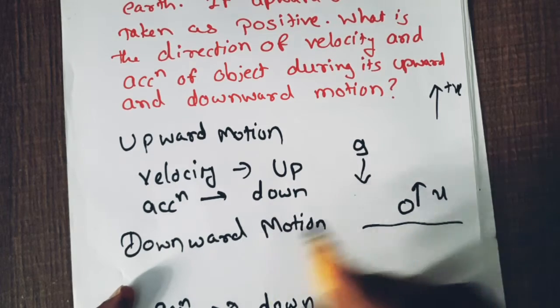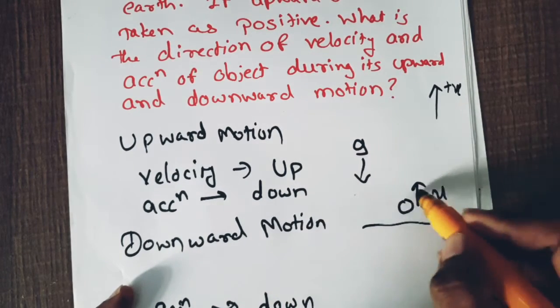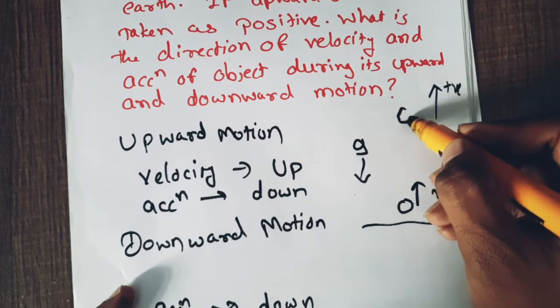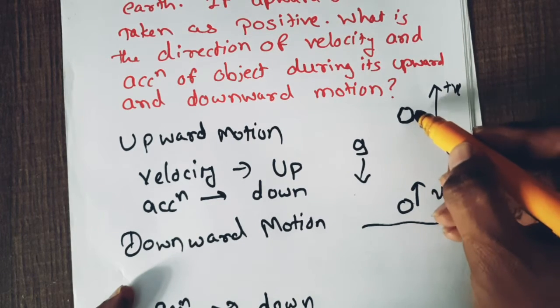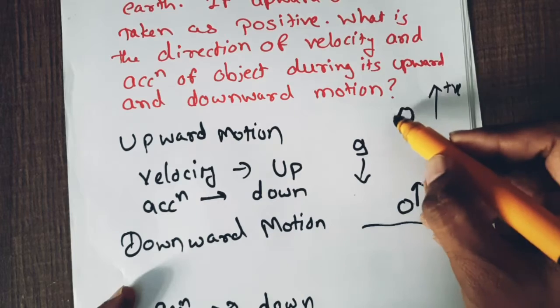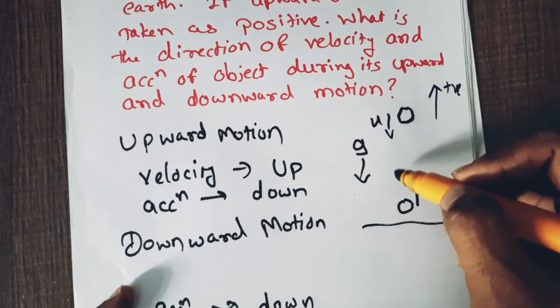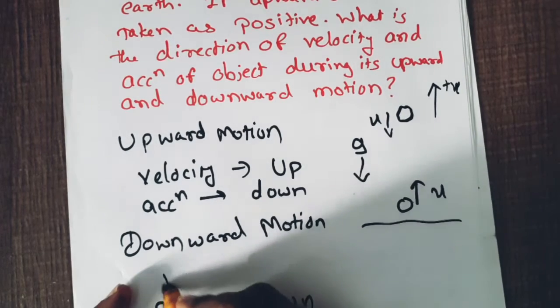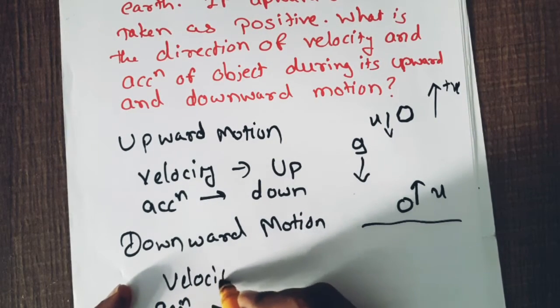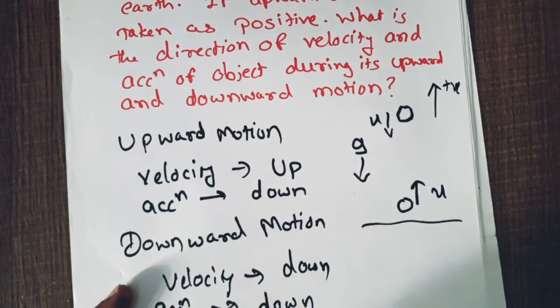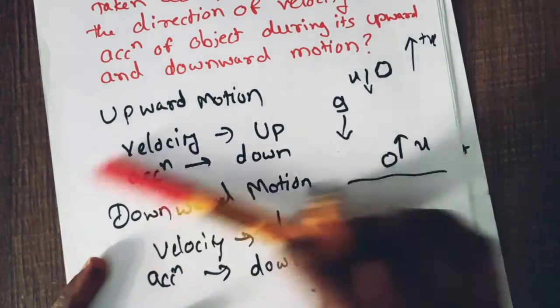And what about velocity? If you look at the motion, this object will move to the highest point where its velocity becomes 0. It stops momentarily and then it comes back down. So when it is moving down, its velocity is downwards. So velocity direction is downwards. Fine, so this is our answer.